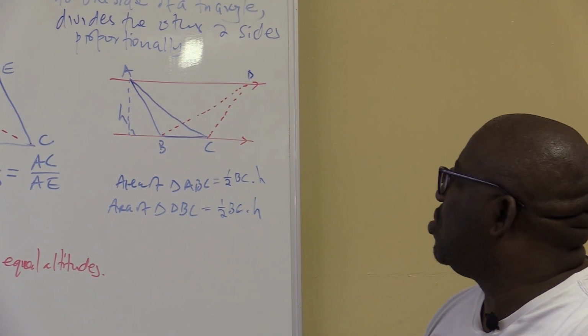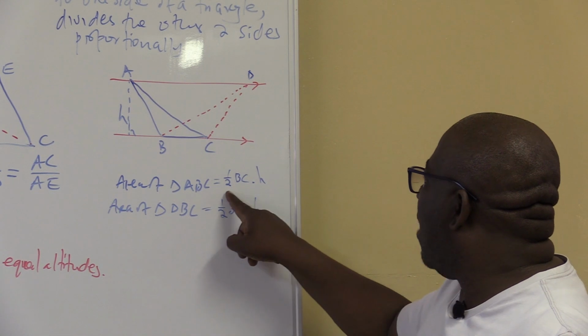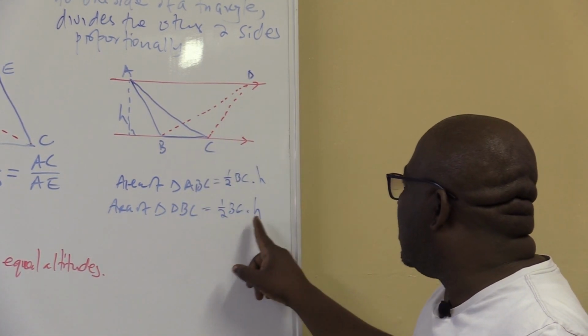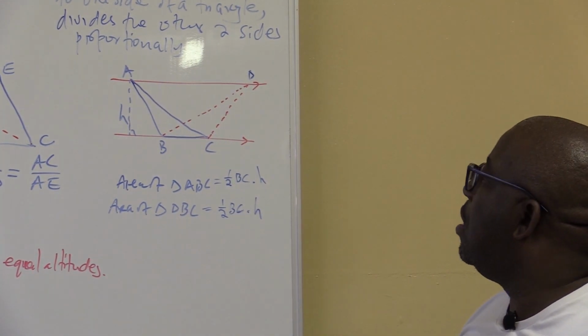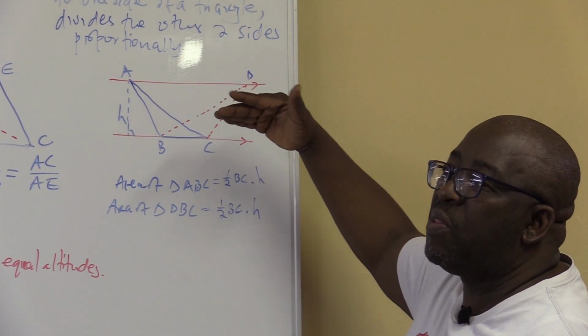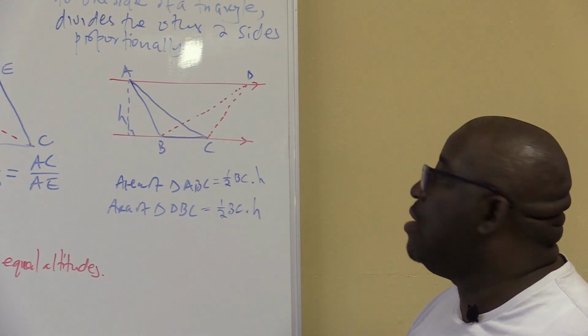What do you notice about those two areas? Area of triangle ABC is half BC times H. Area of triangle DBC is half BC times H. These areas are exactly the same. So I'm trying to show you that if you've got triangles between the same parallel lines and they share the same altitude, those areas will be the same.